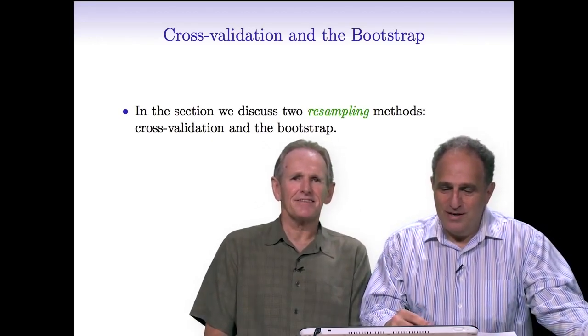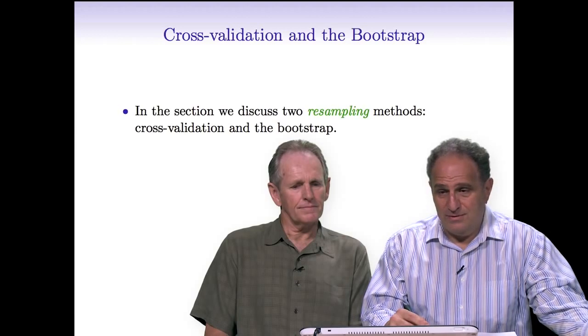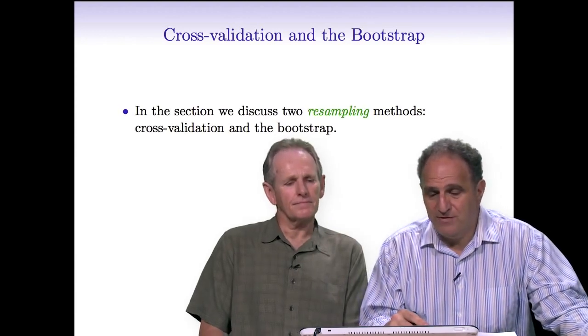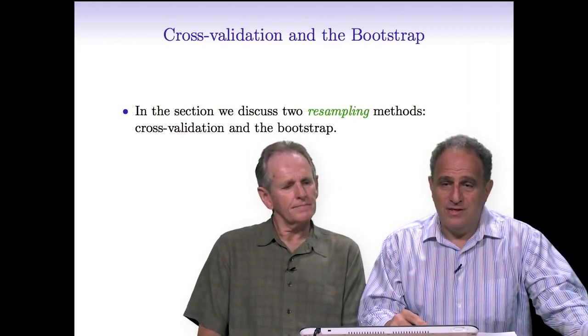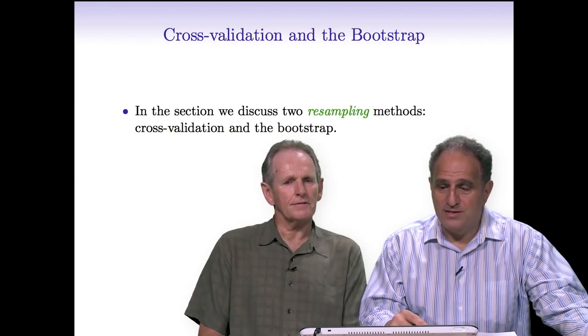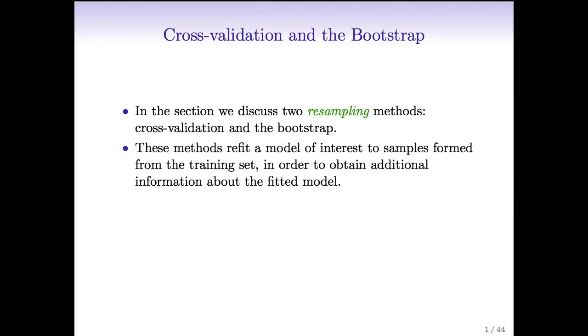Good overview. So we're going to talk about cross-validation and the bootstrap, as Trevor mentioned, and these are resampling methods. So the word resampling: our original data is a sample. We're going to resample, we actually use a sample from our data set in order to learn about a quantity of interest. And the cross-validation and the bootstrap are both ways of resampling from the data. And the purpose of it is to get additional information about the fitted model.